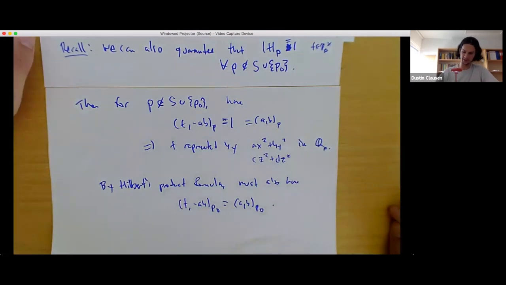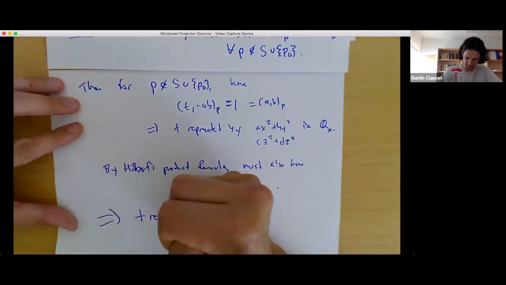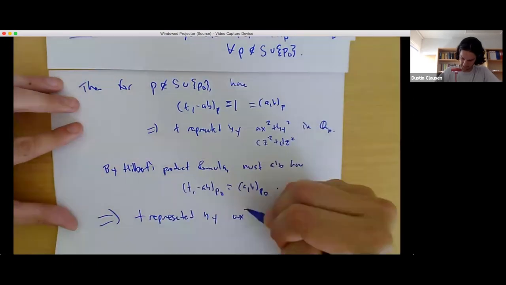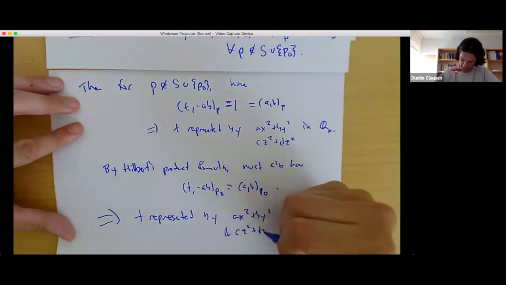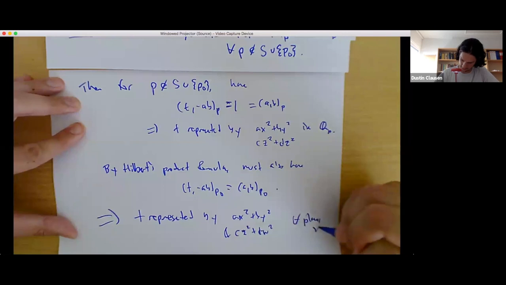So we see that also at the place P naught, we have the same conclusion. So our grand conclusion is that T is represented by AX squared plus BY squared and CZ squared plus DW squared for all places nu. So represented in Q nu.